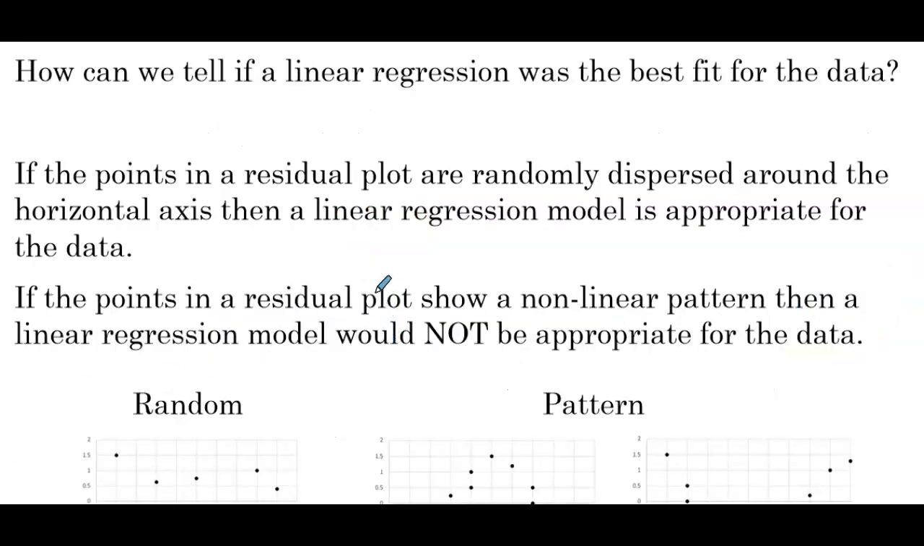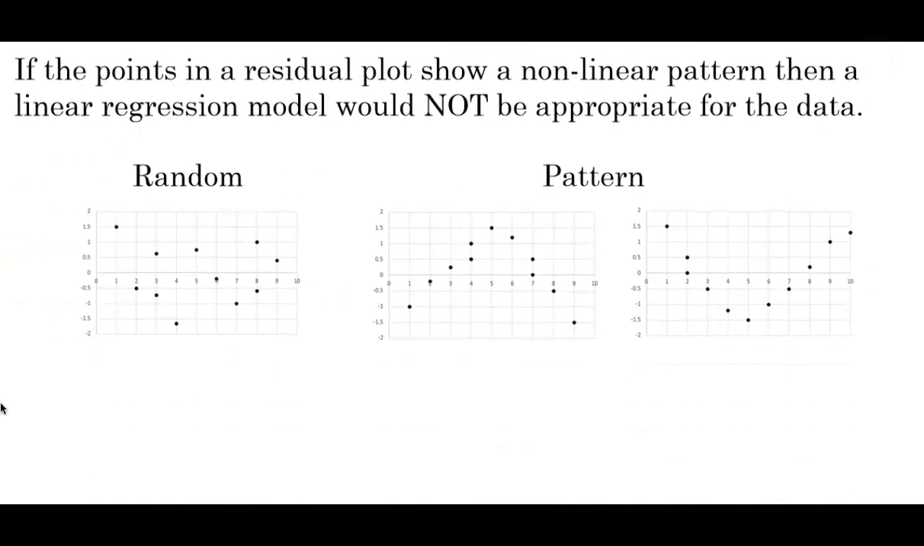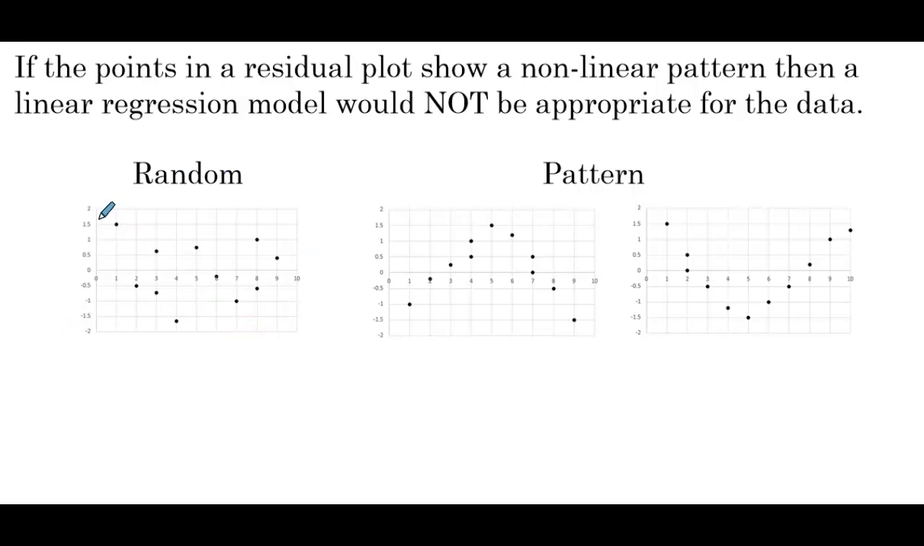So how can we tell if a linear regression was the best fit for the data? Right? One way we looked was the correlation coefficient. That was the previous video. Now, residual plots will give us another way to decide if a linear relationship was exhibited by the data. So if the points in a residual plot are randomly dispersed around the horizontal axis, then a linear regression model is appropriate for the data. If the points in a residual plot show a non-linear pattern, then a linear regression model would not be appropriate for the data. Okay, so we can see a few different residual plots. So this is an example where the points are dispersed randomly around that horizontal axis, right, which we are thinking about as the line of best fit.